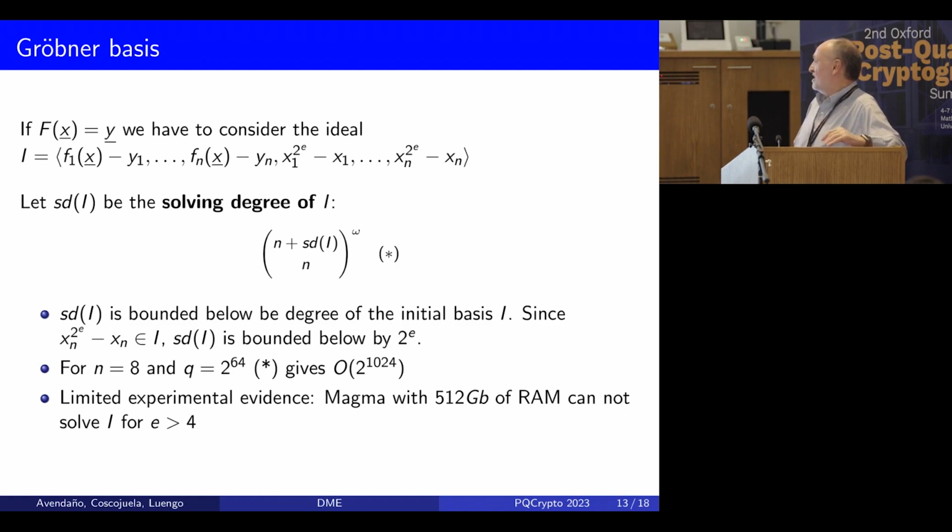The question is that the complexity really goes up very quickly, so we can only solve it. We use Magma on a relatively big computer with half a terabyte of RAM, and the system can only be solved for 2^4. So 2^5 already cannot be solved. We would like to have more experimental results, but it's not possible.